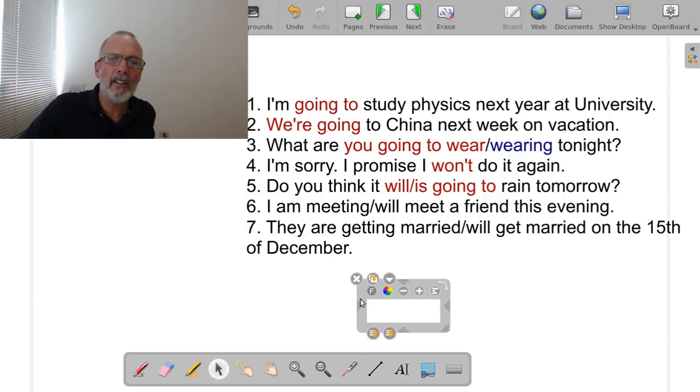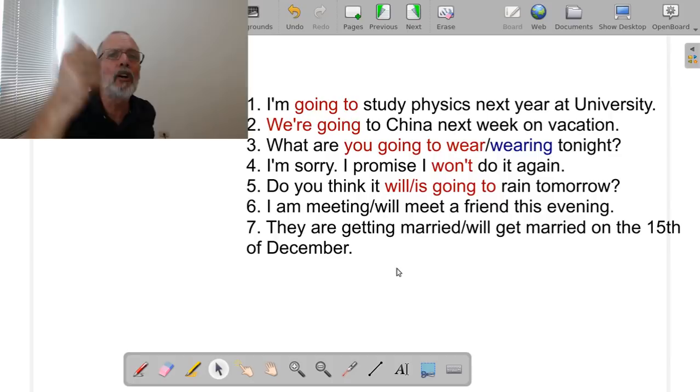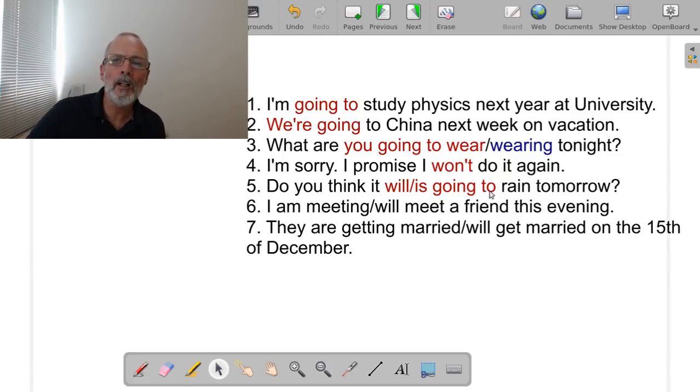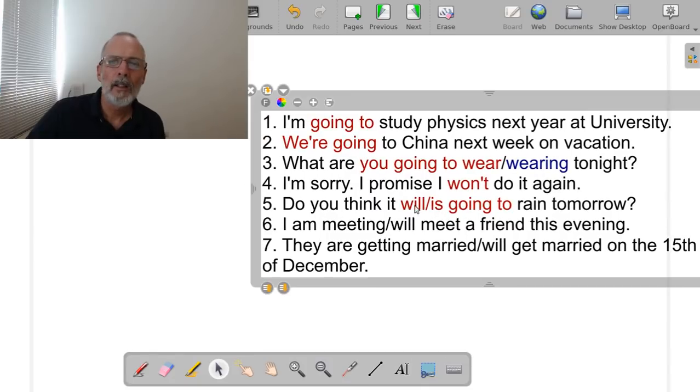But in actual fact, again here, both of them are correct. Do you think it'll rain tomorrow? Do you think it's gonna rain tomorrow? Remember, I'm asking you to make a prediction, and we can use going to or will to make predictions. So both of them are correct this time. Let's just make them blue.